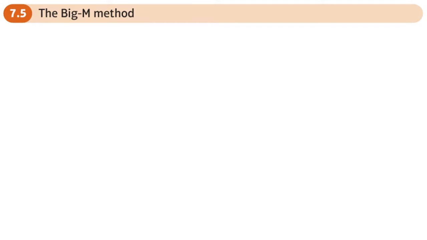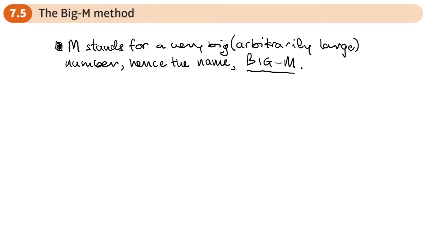This is the fifth and final section of chapter 7 on the simplex algorithm, and this is the big M method. So first of all, M stands for or represents a very big or arbitrarily large number, and that gives this method its name, hence the name big M.